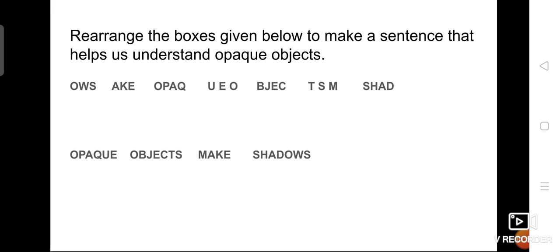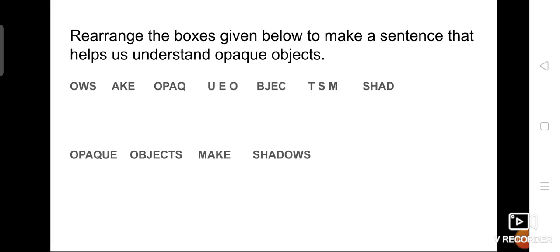What about a translucent object? It will do both. It can pass some amount of light as well as block some amount of light. So it will create a shadow, but not a very clear dark shadow; some amount of shadow will be there.